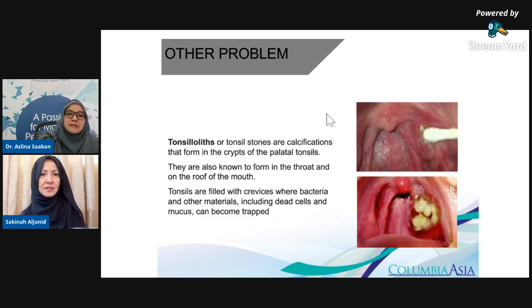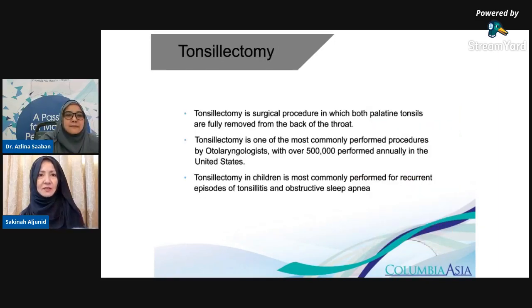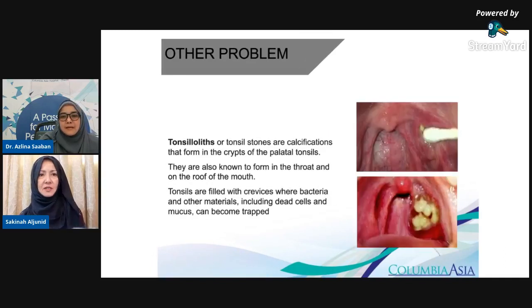What's the picture at the bottom? The one on top is a small, little tonsil stone, but the bottom part is when the tonsil stones become a lot. They look like stalactites just hanging off the wall of the mouth.